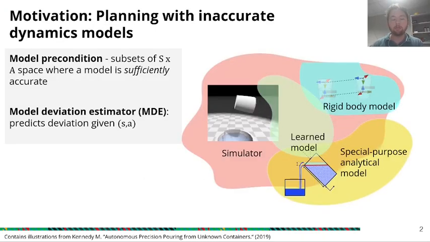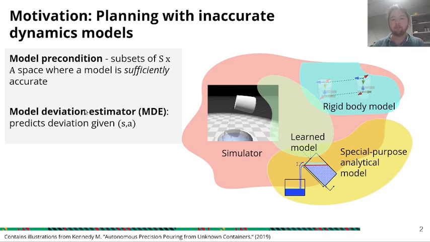While most deformable object models are not globally correct, they can still be valuable for planning if we can characterize the interactions for which they are accurate. One approach to plan with inaccurate models is to constrain planning to only use dynamics where a model is accurate. We can call this region of state action space a model precondition, and define it using a model-deviation estimator, or MDE, which predicts the deviation given a state action pair.